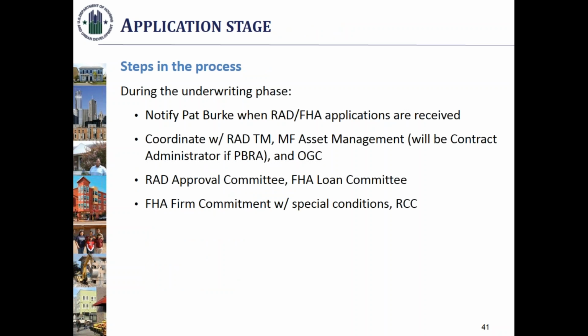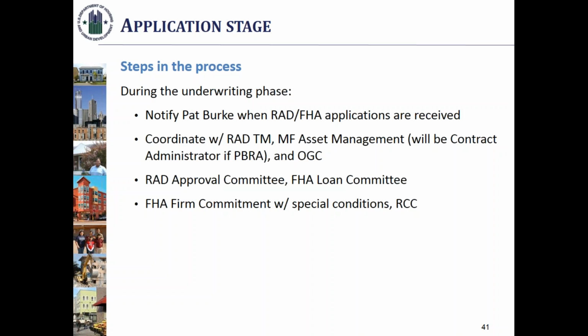And then just some steps during the process, the underwriting phase. Let Pat know when you've received an FHA application for a RAD deal, and send her that PIC number that she was talking about that's on the CHAP. And you may have to go hunting for that again. So if you don't see the CHAP, ask the lender for it or the TM.